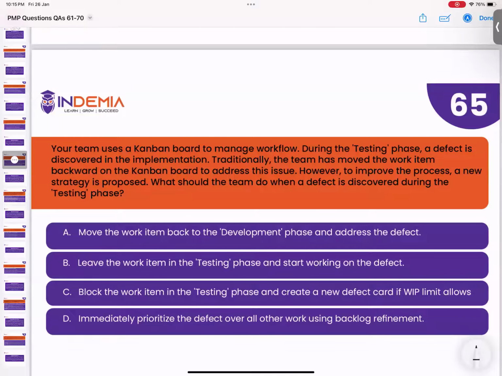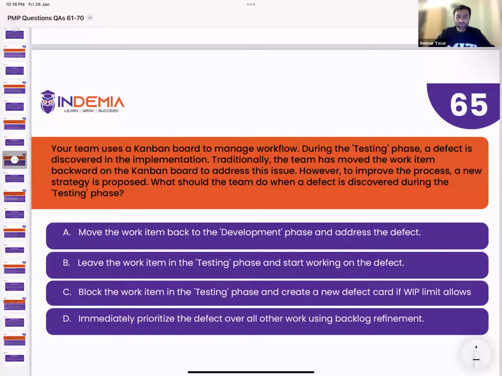What we used to do is, when we have an issue in the testing phase, we will not usually block the testing phase. We used to put it in WIP as well, and we'll create a new defect card, which will be in WIP until we complete it. So I felt that because they mentioned block the work item, it is not the relevant option. We'll only put the phase in block if the person is not available to fix it.